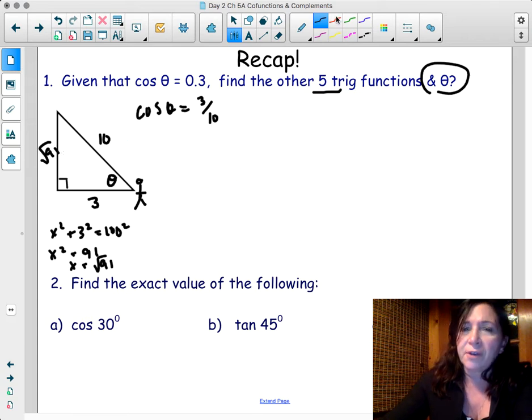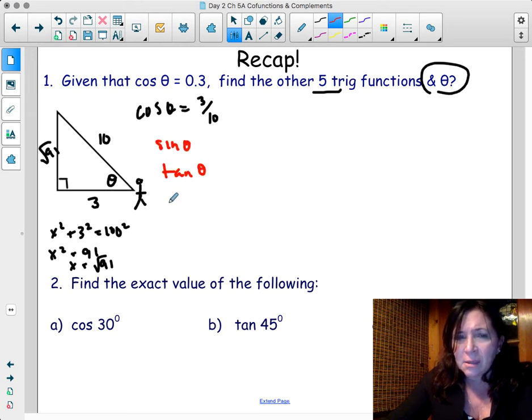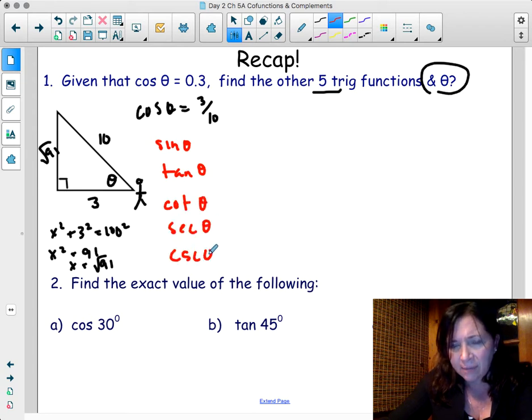So the 6 trig functions, besides cosine, which I was given, would be sine of theta, tangent of theta, cotangent of theta, secant of theta, and cosecant of theta.